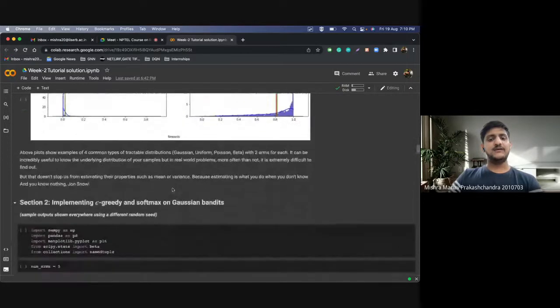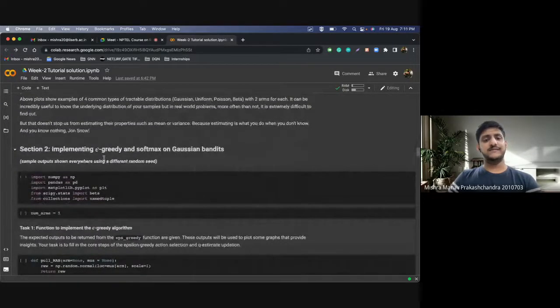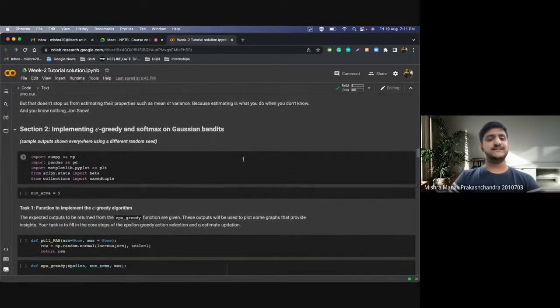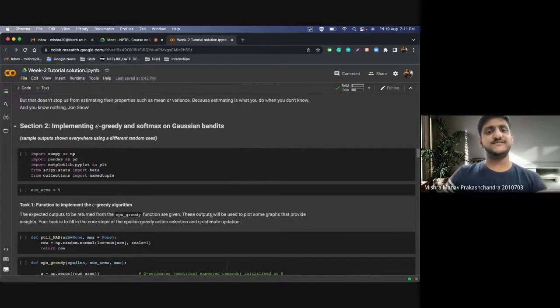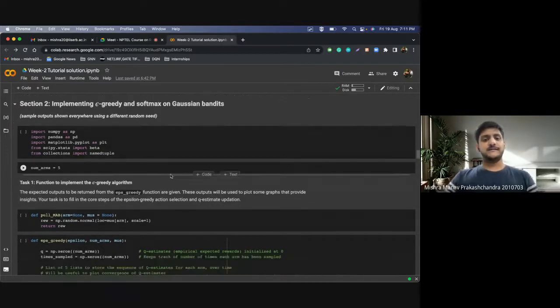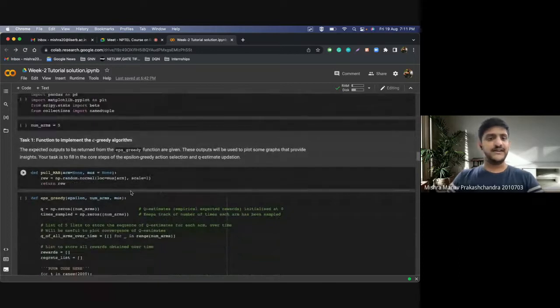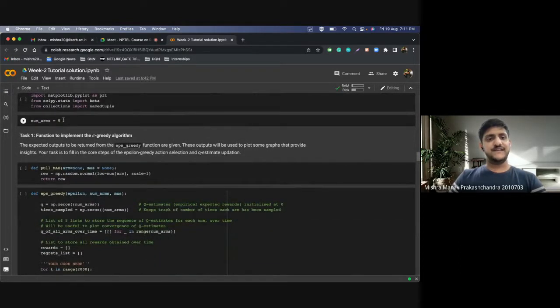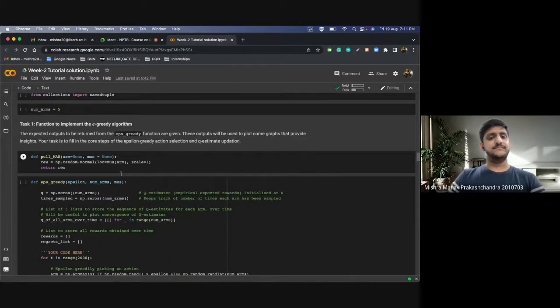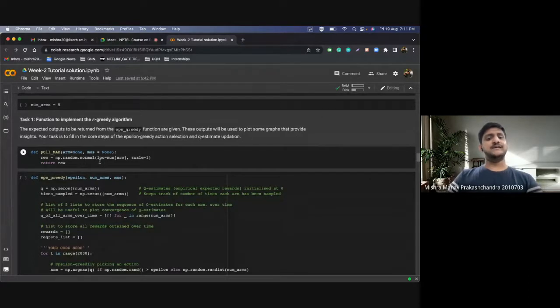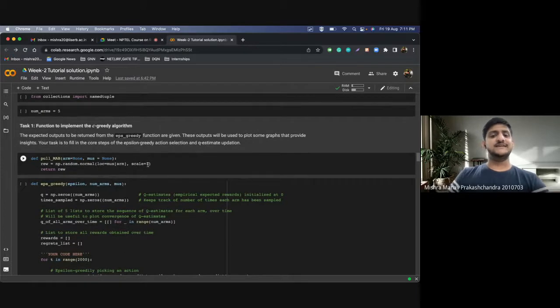Now we would like to implement the epsilon greedy and the softmax on the Gaussian bandits. In the previous exercise, we had sampled different probability distributions and did an analytical comparison. Now this is a function which implements the epsilon greedy algorithm. Here I've taken the number of arms to be 5. This is a Gaussian bandit. If I select the arm, based on the mu and the sigma of that arm, I get a corresponding reward. Here the sigma has been fixed to be 1, so all bandits have a standard deviation of 1, and the mean basically varies.